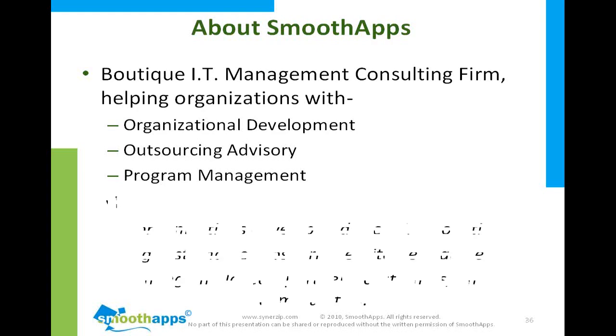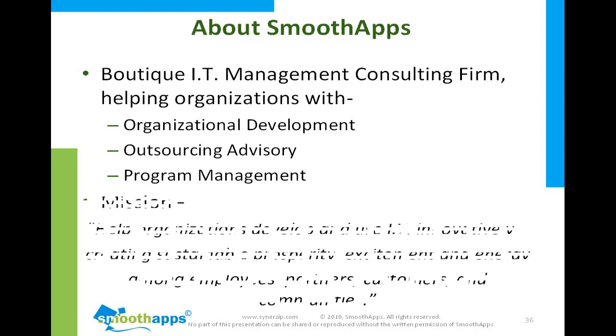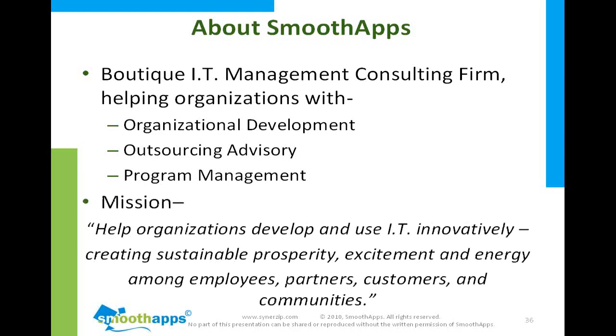The central mission that guides us is to help organizations develop and use IT innovatively, creating prosperity and excitement and energy not only among employees but partners, customers, and communities, to create a circle of prosperity. So that's the guiding vision. That's about Smooth Apps, and I think we can probably start answering some questions.